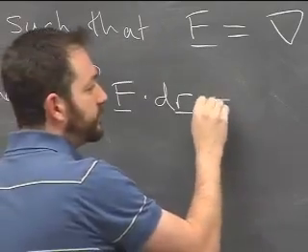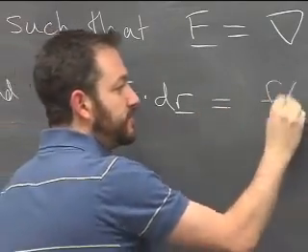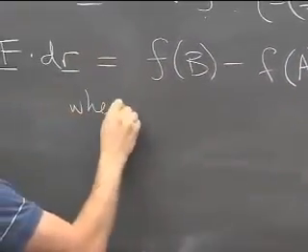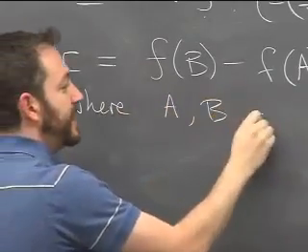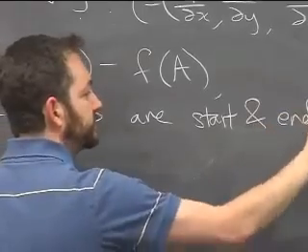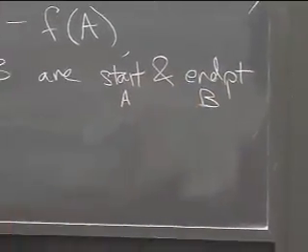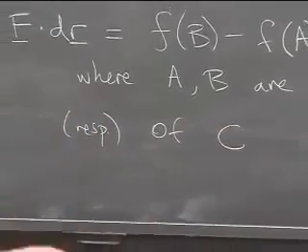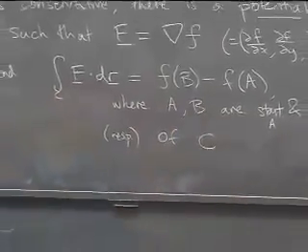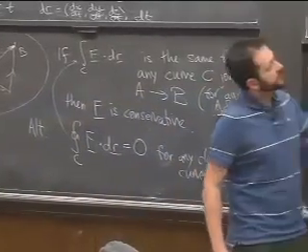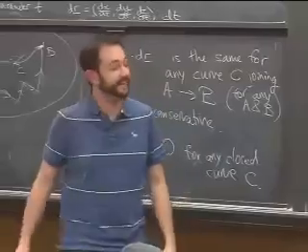All you have to do is find the potential little f, and you compute f of B minus f of A, where A and B are the start and end points, respectively. So start is A and B is the end point of C. This says respectively, but C goes from A to B. So you actually only need to know the beginning of C and the end of C. And then you just plug it into this potential. Okay, so this we saw last time, or at least I said it at the end.